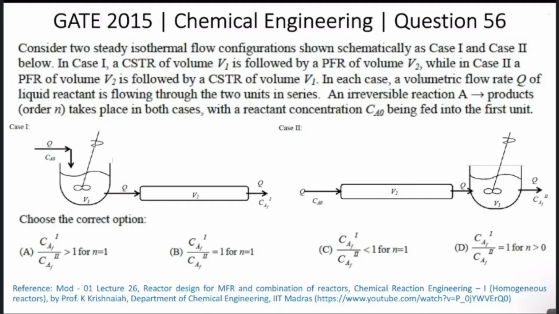So option A will be CA final of case 1 by CA final of case 2 greater than 1 for n equal to 1. Option B, CA final case 1 by CA final case 2 is equal to 1 for n is equal to 1. Option C, CA final 1 by CA final 2 less than 1 for n equal to 1. And option D, CA final 1 by CA final 2 is equal to 1 for n greater than 0.